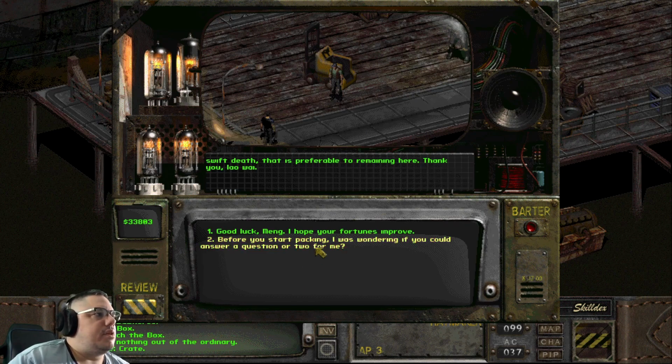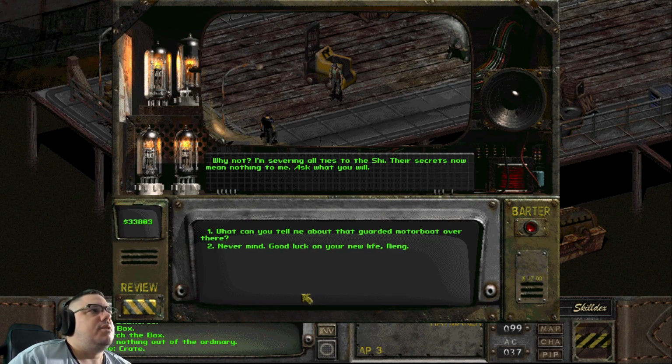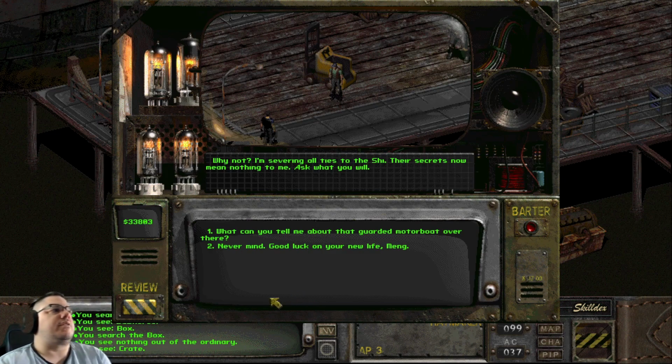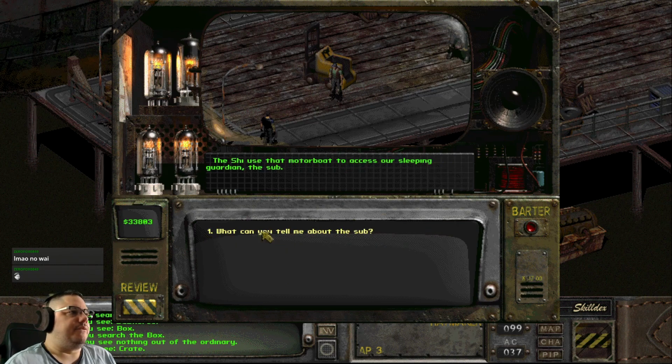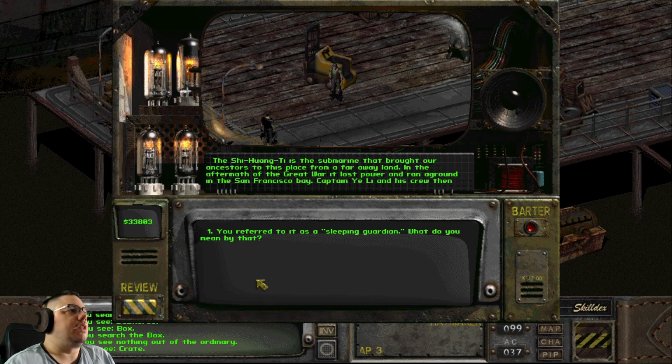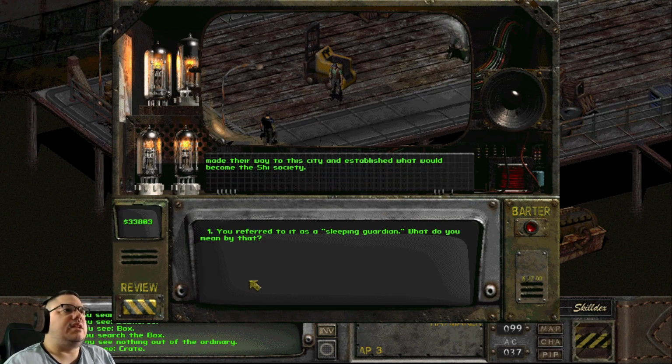Before you start packing, I was wondering if you can answer a question or two for me. Why not? I'm severing all ties to the Xi. Their secrets now mean nothing to me. Ask what you will. What can you tell me about that guarded motorboat over there? The Xi use that motorboat to access our sleeping guardian, the sub. What can you tell me about the sub? The Xi Huang Ti is a submarine that brought our ancestors to this place from a faraway land. In the aftermath of the Great War, it lost power and ran aground in the San Francisco Bay. Captain Yi and his crew then made their way to the city and established what would become the Xi Society.